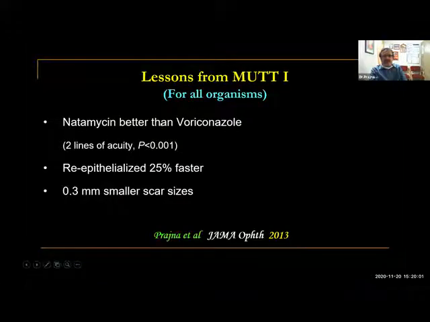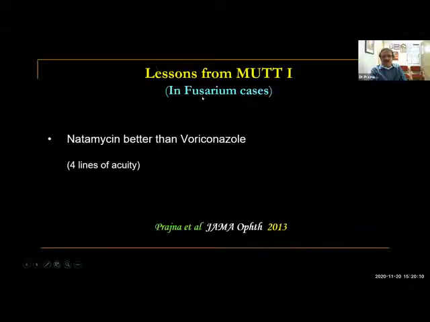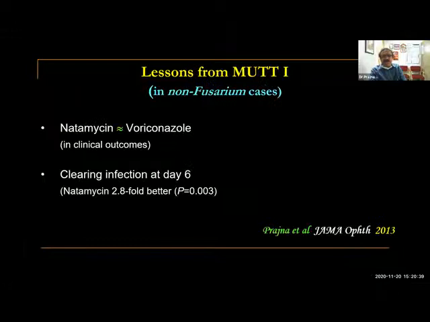This study found that natamycin was better than voriconazole. This was for all organisms, but the most interesting part of this study was that in Fusarium cases, this superiority of natamycin was accentuated. For the first time, we were reporting that certain fungi respond to certain antifungal drugs better than other antifungal drugs. We always knew the story in bacteria: gram-positive bacteria respond to different drugs and gram-negative respond to different drugs. But this study came to the conclusion that one drug was better for one fungus. In non-Fusarium cases, let's say Aspergillus, there was not much of a difference between natamycin and voriconazole, but still there was a slight superiority even for Aspergillus. At this point of time, I would like to stick my neck out and say that for Fusarium, natamycin is a much better drug than voriconazole.